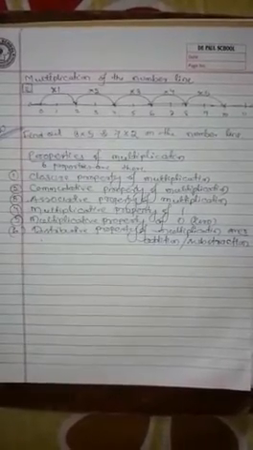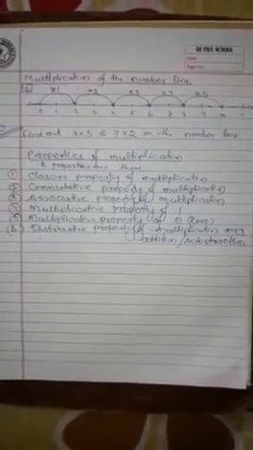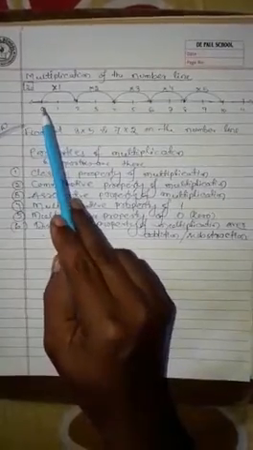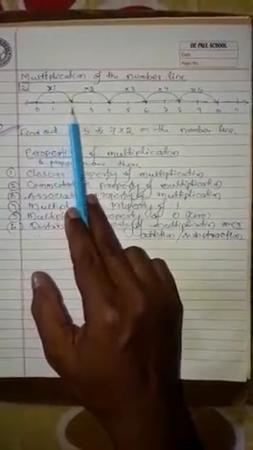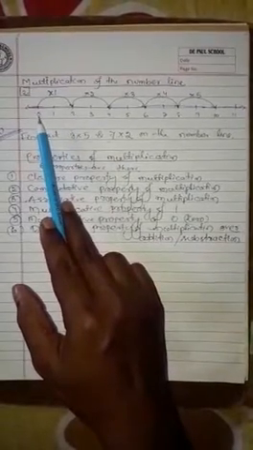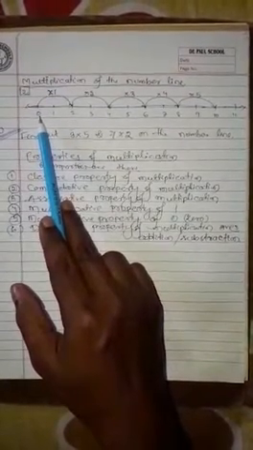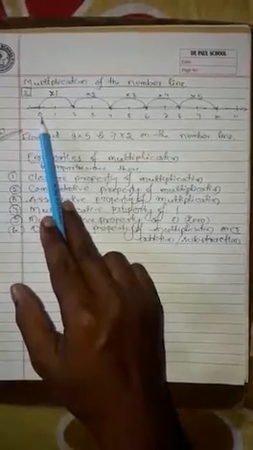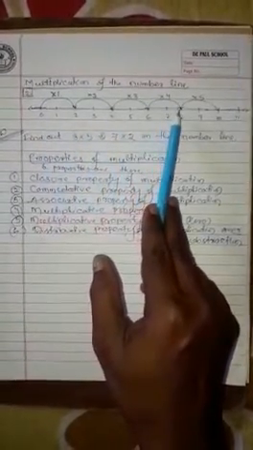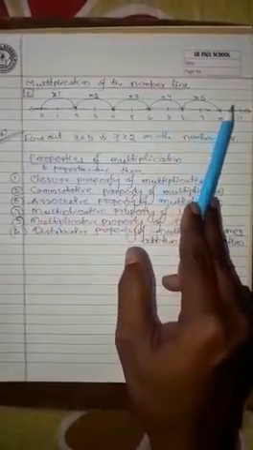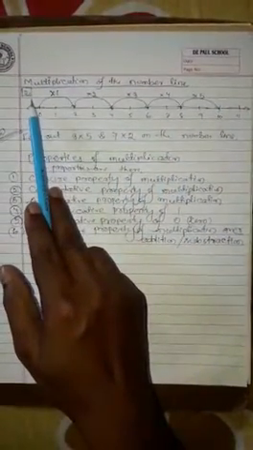And today we'll discuss the multiplication on the number line. First, all of you draw a number line in your copy and point out like this, and write on the number line the whole numbers 0, 1, 2, 3 like this.